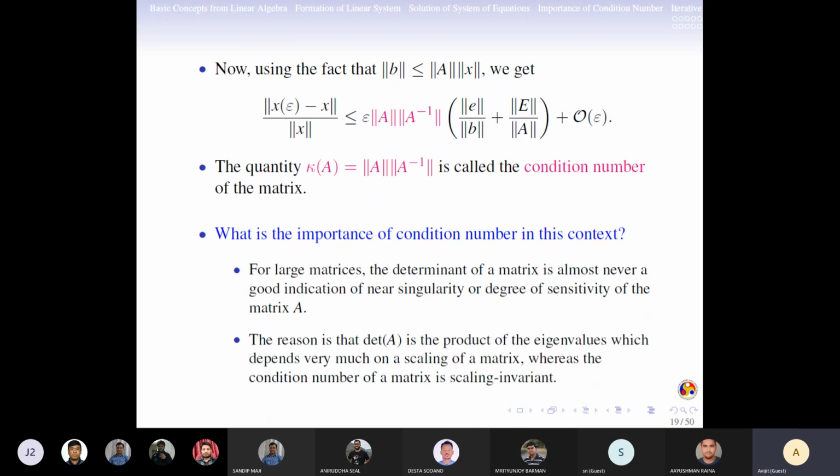So that's why the determinant of A depends very much on the scaling of a matrix, whereas the condition number of a matrix is scaling invariant. That's why the condition number is much more important than the determinant value of a matrix for understanding the nature of the system of equations. That's why the condition number is important.